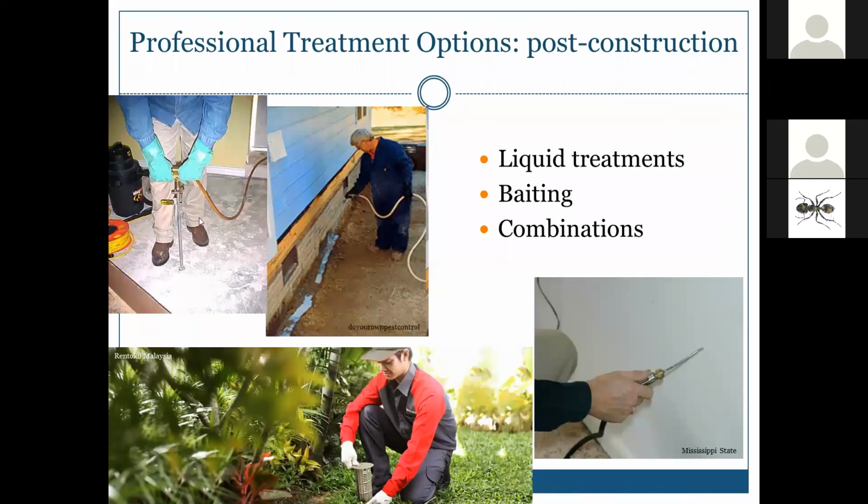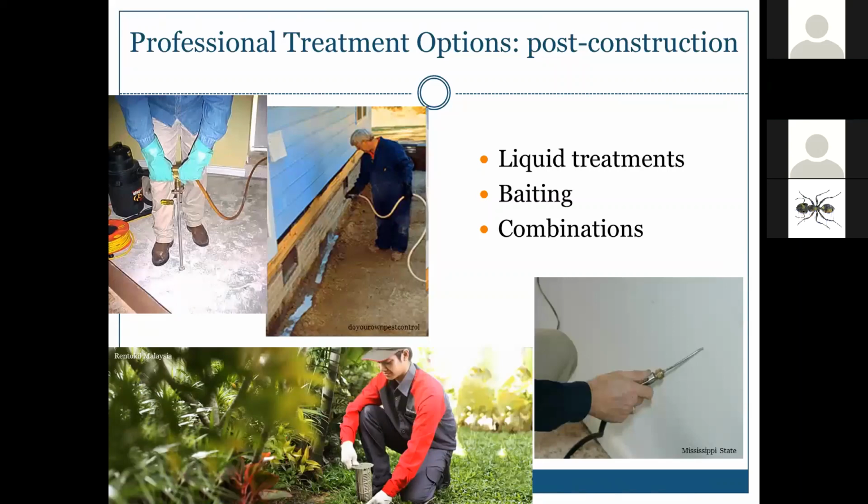When you look at the upper left-hand picture, this is what is done if you have sidewalks or driveways or areas inside that have a slab floor. They will use a specific tool to drill holes through that concrete, and then they will use a machine to inject that termiticide underneath those areas. That way you don't have a broken barrier. You still have that pesticide there helping you.